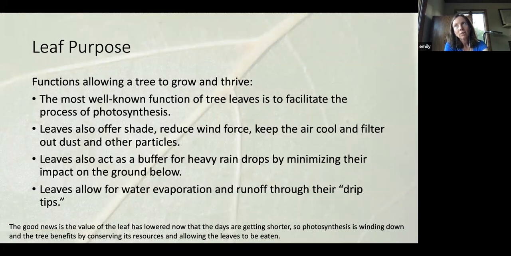And if you've been walking around outside, you'll see that we've already started getting some red leaves on some of our trees. So the early signs of fall are out there.